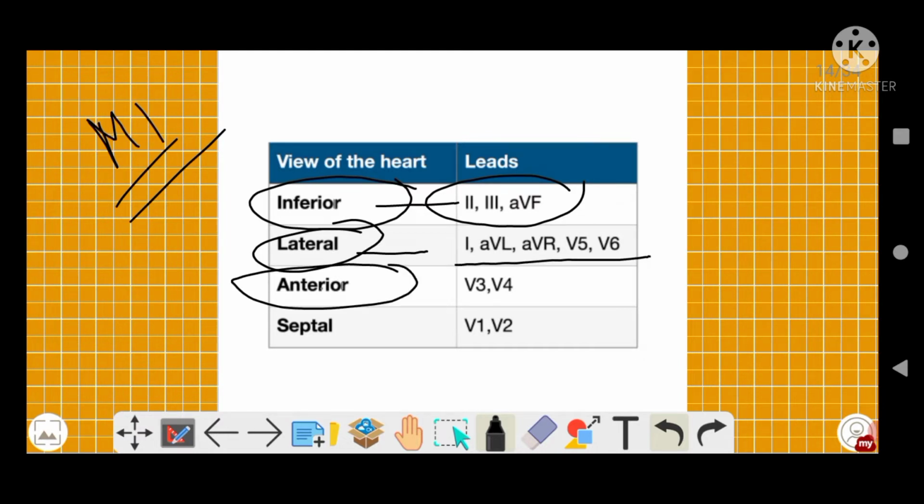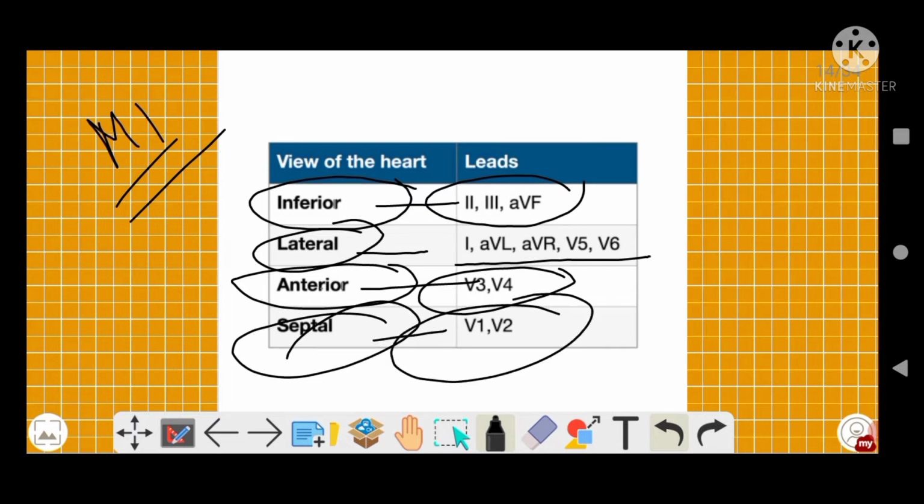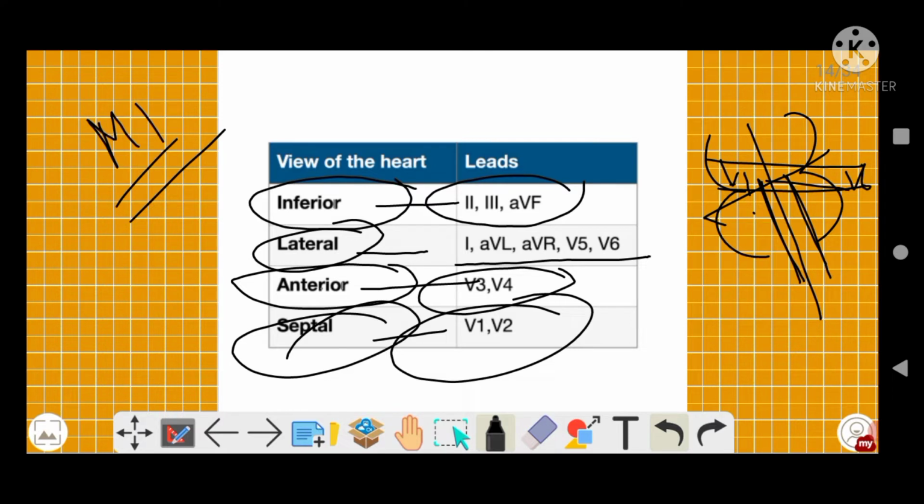If there is anterior wall MI, you should look for V3, V4. And if there is septal wall MI, V1, V2. Septal means, let's try to draw. This is your septum, okay? Of course, when we place the chest leads, it goes somewhere like this, V1 to V6, it goes like this. So nearby the septum, it will be V1, V2 only. This is the septum.